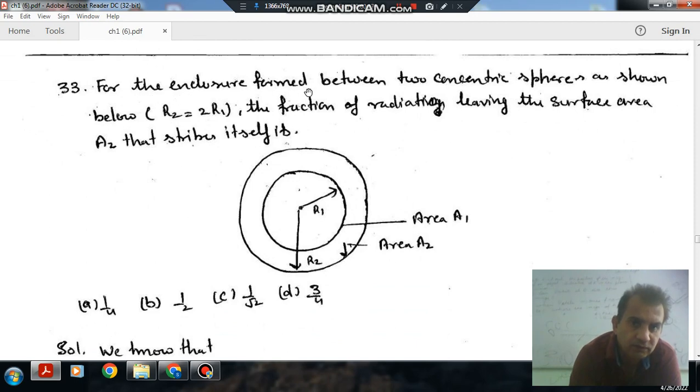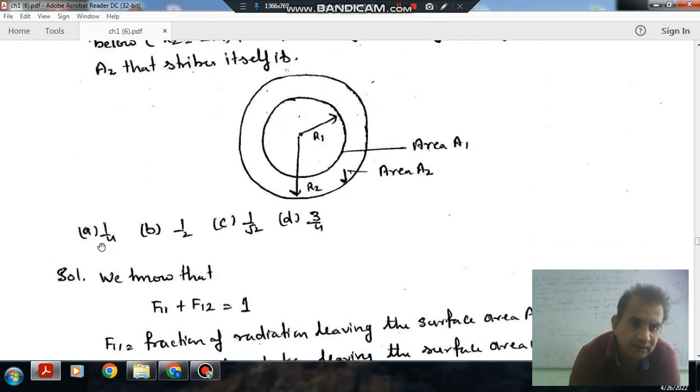For the enclosure formed between two concentric spheres as shown below, R2 is equal to 2R1. The fraction of radiation leaving the surface area A2 that strikes itself is: option A, 1 by 4; option B, 1 by 2; option C, 1 by root 2; option D, 3 by 4.